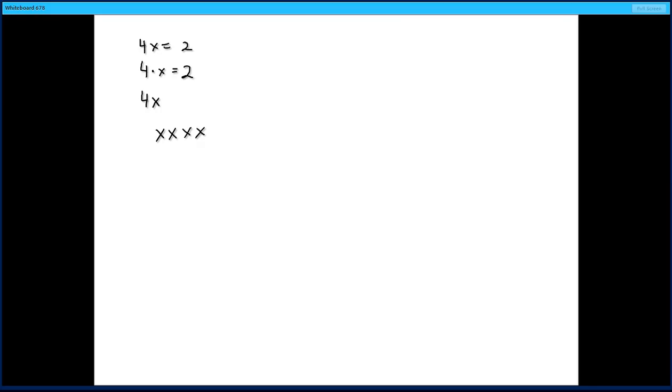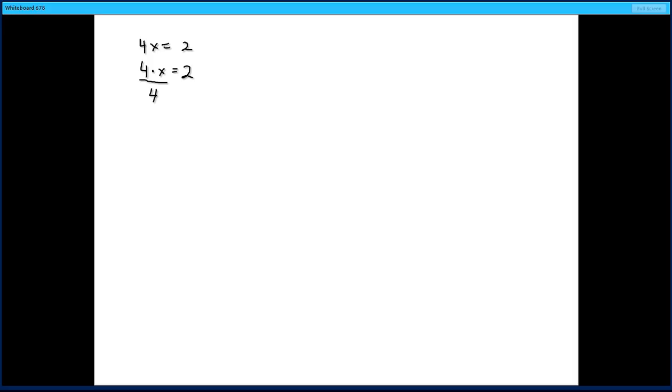So when we say it's 4 times x, that means it's a product. And the reason it's important to realize this is because if we want to undo a product, we have to do the inverse math operation. Just like the inverse operation of addition would be subtraction, the inverse operation of multiplication, which is what a product is, is division. So what we need to do now is divide this term by the coefficient.